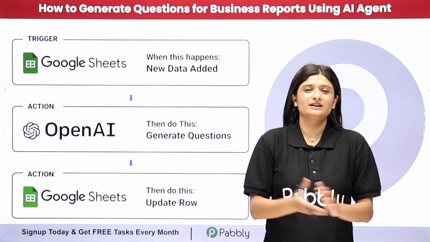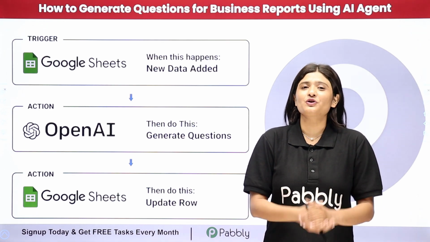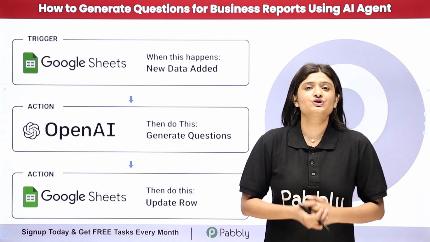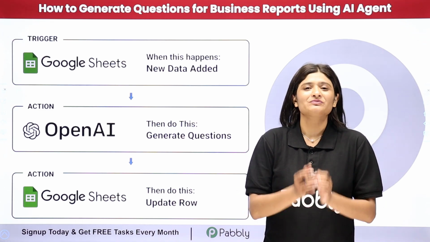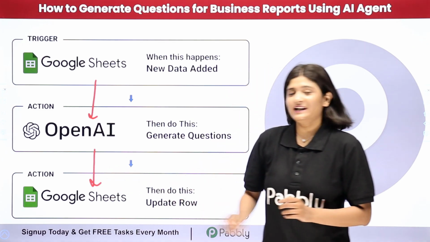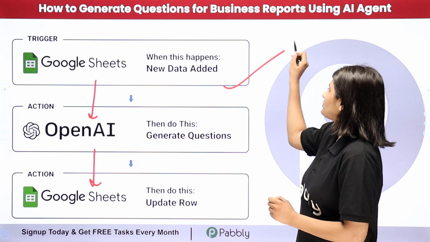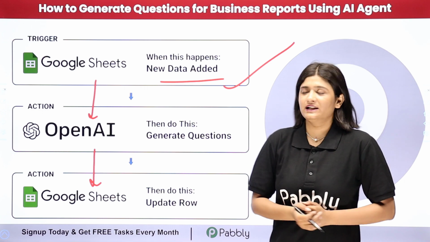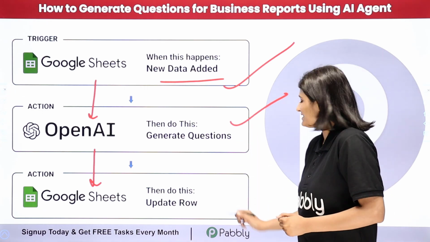Now doing this manually will consume a lot of time, so I'm completely going to automate this process, and to do this automation I'm going to use Pabbly Connect. So Pabbly Connect is an amazing automation and integration software which requires no coding or programming skills. Here I just need to build connection between Google Sheets and OpenAI. With the help of Pabbly Connect, I am going to build this connection in such a way that whenever I am going to add a new data in my Google Sheet spreadsheet, the question will be automatically generated with the help of my AI agent, and it will be automatically added to my Google Sheet spreadsheet.